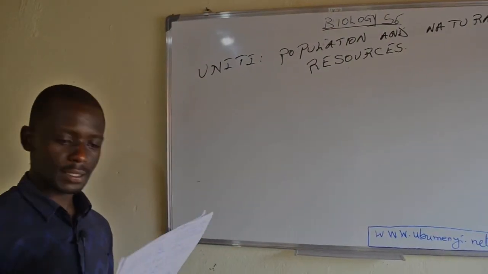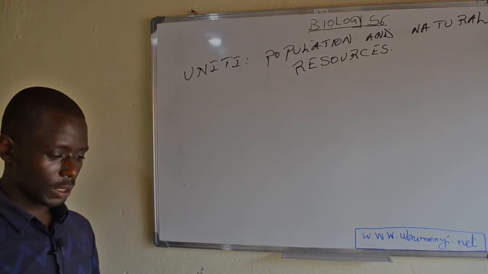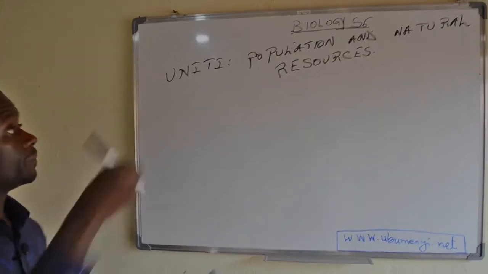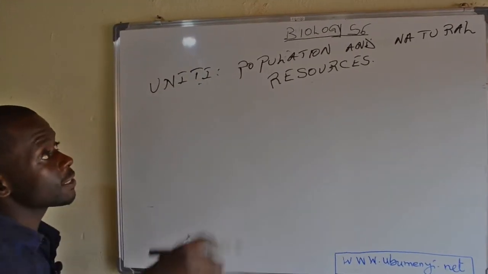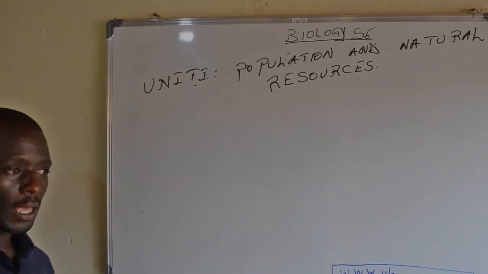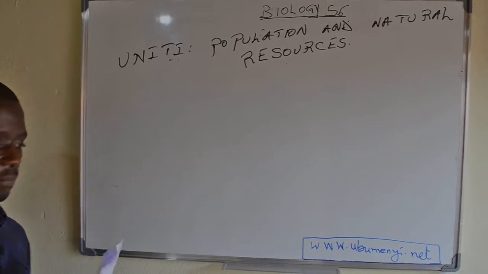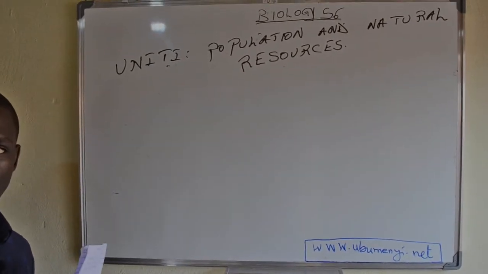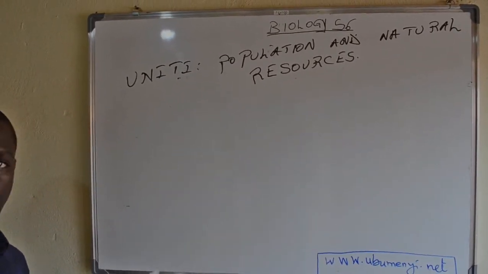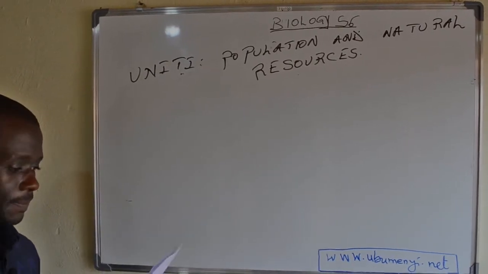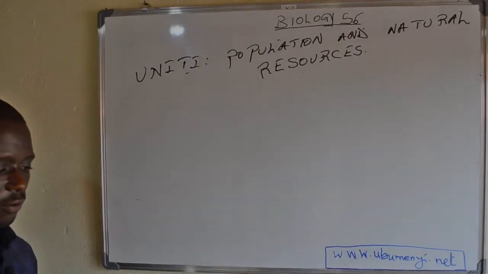Hello dear students, last time we were dealing with Unit 1, Senior 6, Population and Natural Resources. We are now going to continue with the third lesson, okay? If you have missed the first two lessons, you just go back, track back and remind yourself, okay?